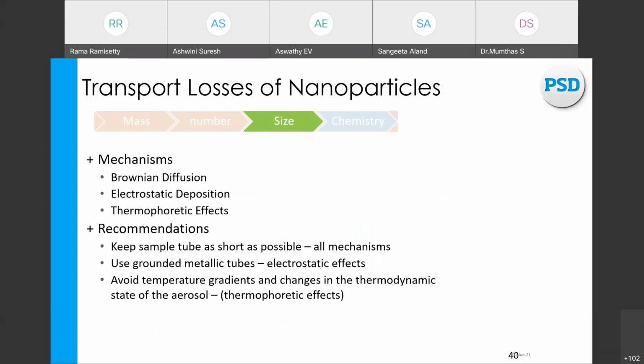Okay, the most important thing in nanoparticle measurements is that size distribution measurements are very difficult due to diffusion losses, electrostatic depositions, and thermophoretic effects. So if you want to measure nanoparticles properly, you have to use the sampling probe as close as possible to the instrument. We also have to avoid metallic tubes, which lead to electrostatic losses, and temperature gradients will change the results. You have to keep this in mind when doing any nanoparticle studies.